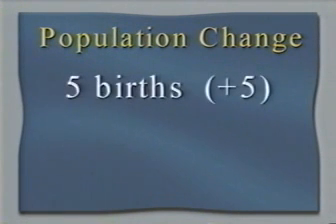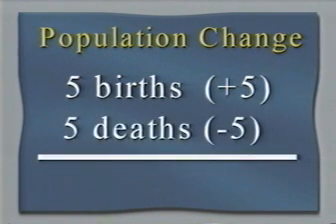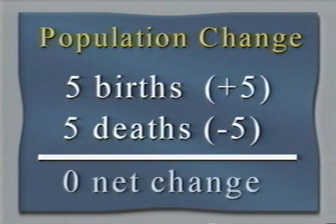Well, we'd have a positive 5 plus a negative 5. That is 5 gained, 5 lost, which of course would be 0. And we know that if 5 new people entered the population of that village and 5 people left the population, we would have no net change in population.